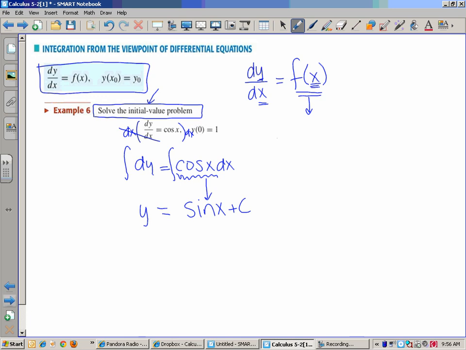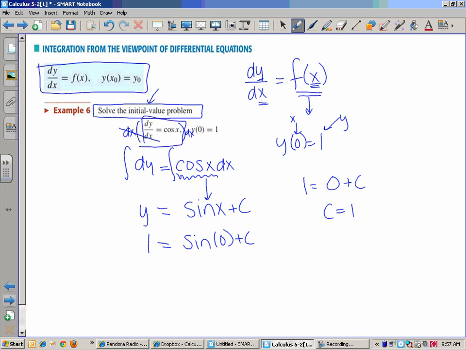But now I'm being told that I have a point. This is the x, this is the y. So I'm going to plug them in. 1 equals the sine of 0 plus c. That's going to give me the initial value. So in this case, I get 1 equals the sine of 0. So c has to be equal to 1. So now the original equation that gave me this differential equation must have been sine x plus 1.